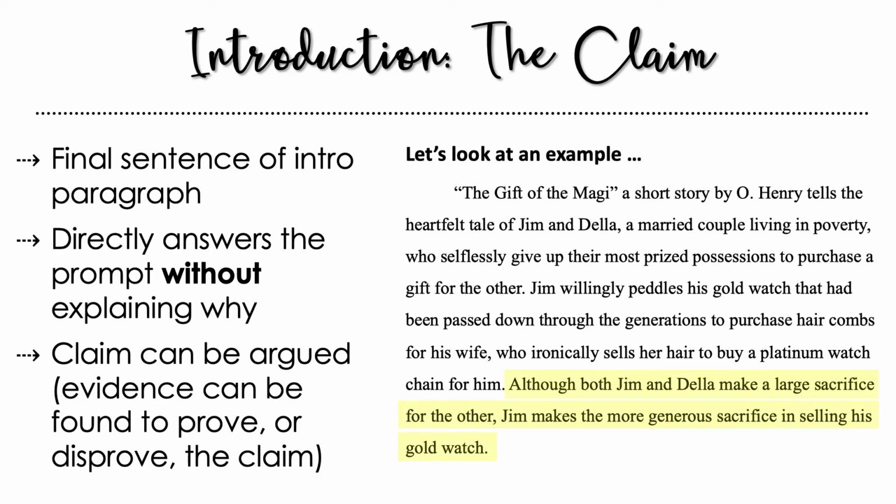So going back to our example, we've just now added that last part, the claim. And here it says, "Although both Jim and Della make a large sacrifice for the other, Jim makes a more generous sacrifice in selling his gold watch." So you'll see that you can probably tell what the question was, right? Who made the larger sacrifice? Well, here, students are saying Jim is the one who makes the more generous sacrifice, but we're not saying why. The why is going to come, again, in those premises in the body paragraphs. So super simple: tag, summary, claim, and it gets students off to the races and really feeling good about their essay writing.